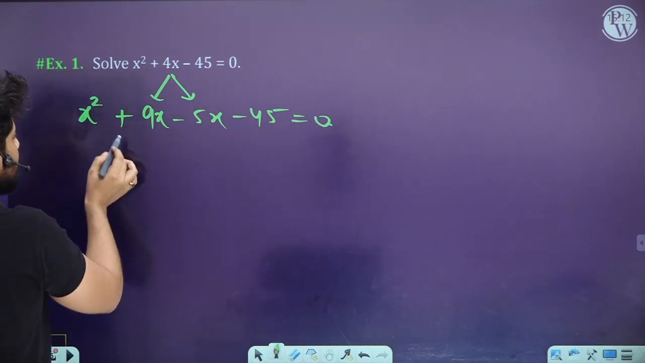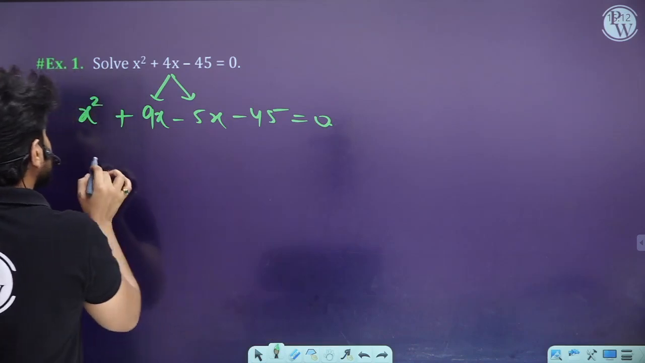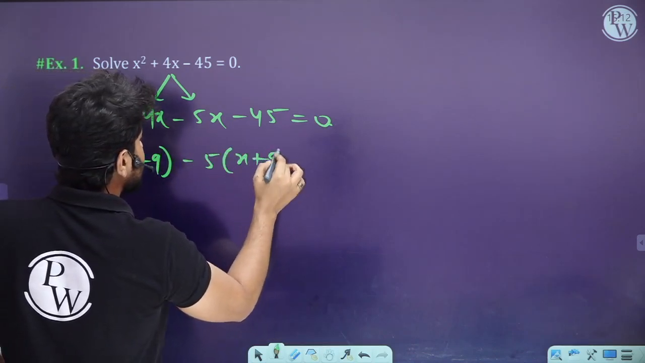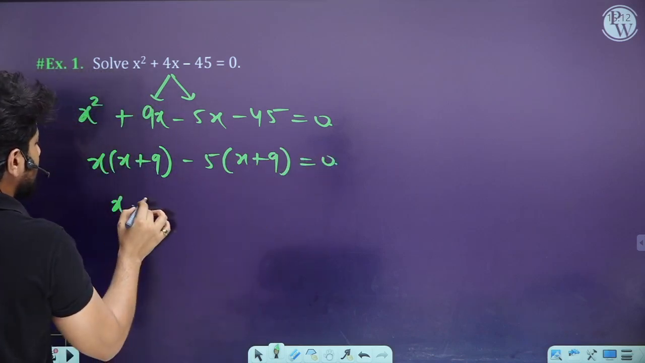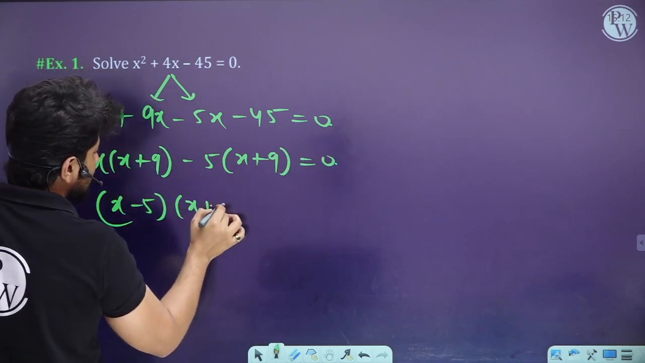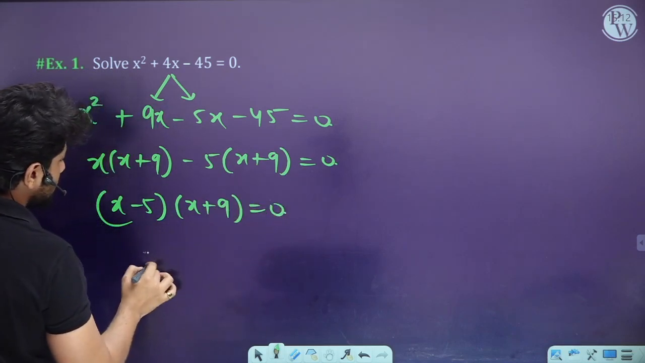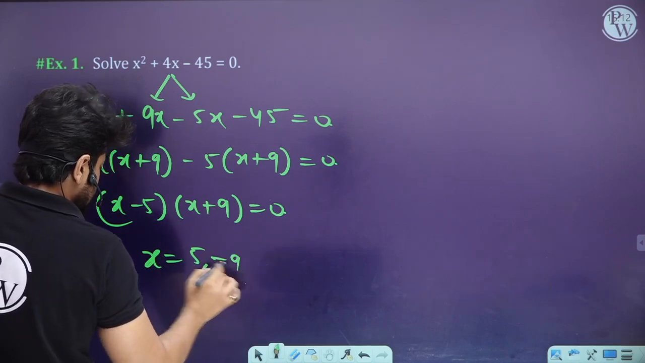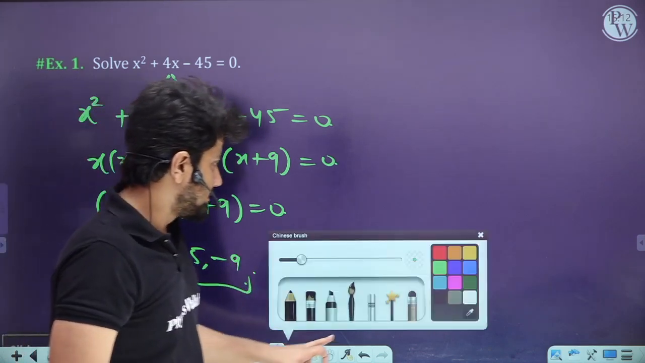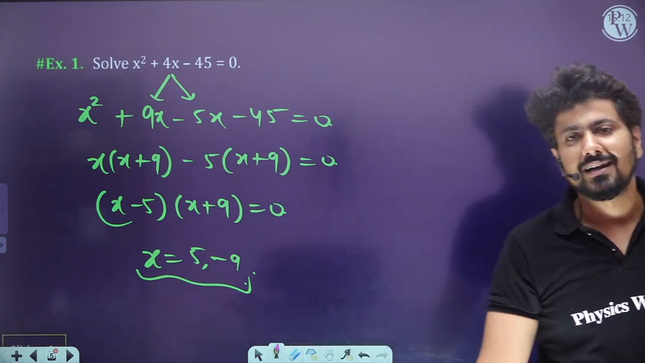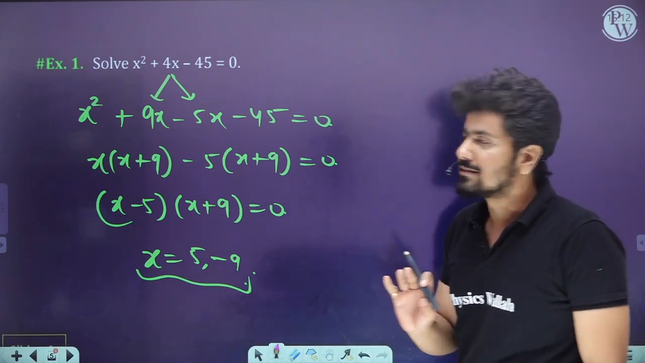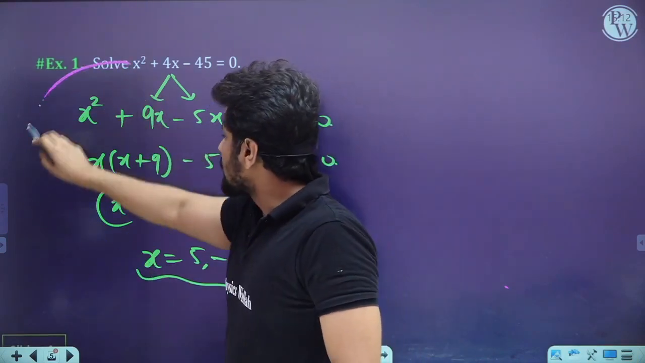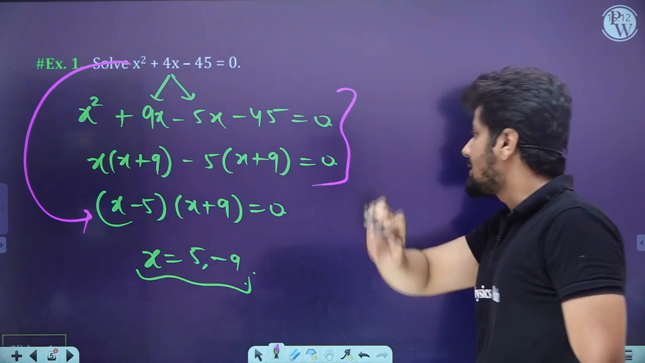There are going to be two factors. If you take x common from this, x into x plus 9 minus 5 times x plus 9 is equal to 0. So x minus 5 multiplied by x plus 9 is equal to 0. There are two roots: x is equal to 5 and minus 9. Generally, with practice, if you are good with quadratic equations, you will directly reach from this step to this step. We are not going to perform these two steps.